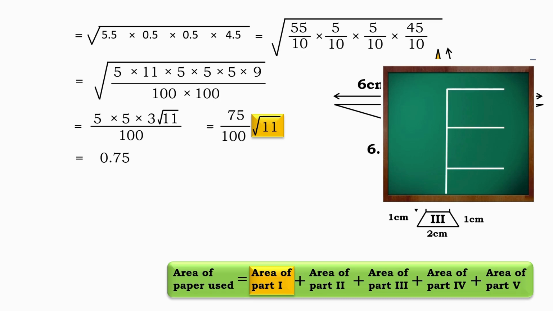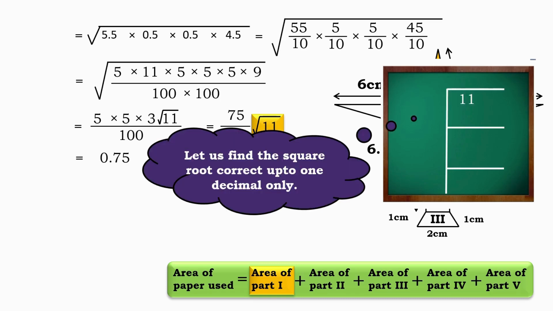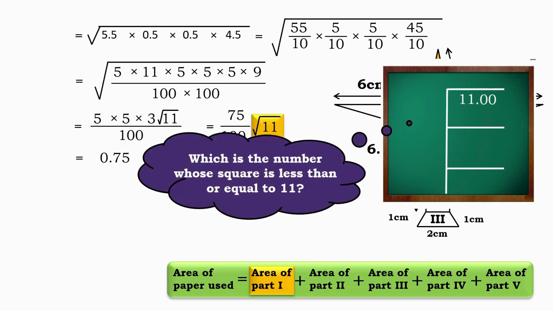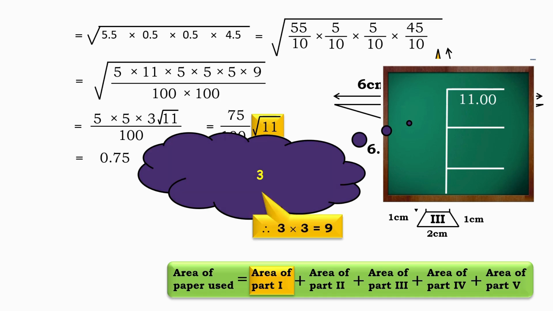Now if we do the decimal division to find the square root of 11, we have to find the square root correct up to one decimal only, right? So we have to take only one pair of zeros after the number. So 11.00. Now which is a number whose square is less than or equal to 11? That will be 3 because 3 square is 9.